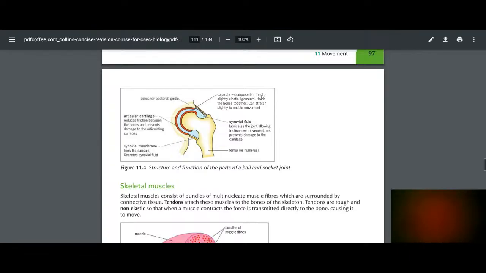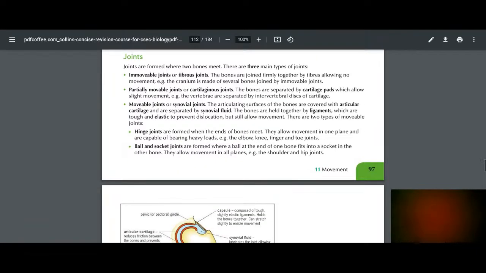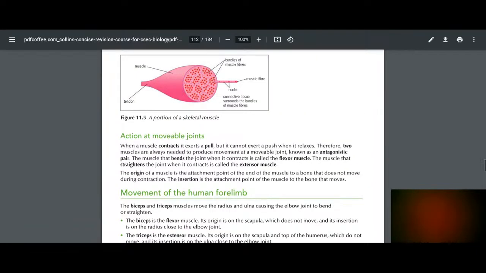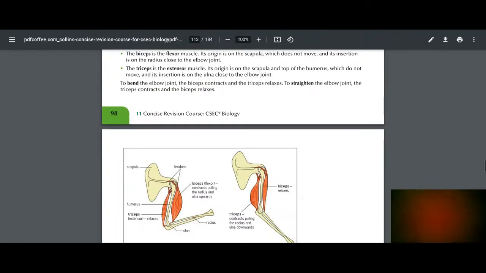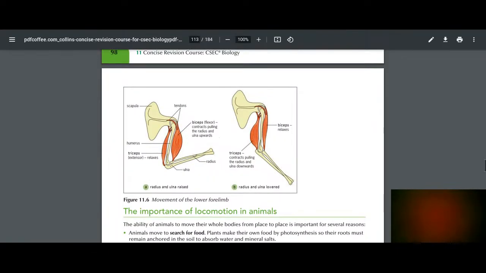So now we're moving on to tendons. What are tendons? Tendons attach muscles to the bones of the skeleton. Tendons are tough and non-elastic. So ligaments are elastic while tendons are non-elastic.